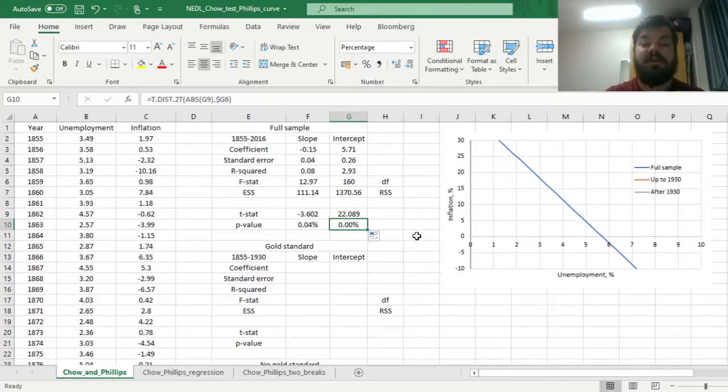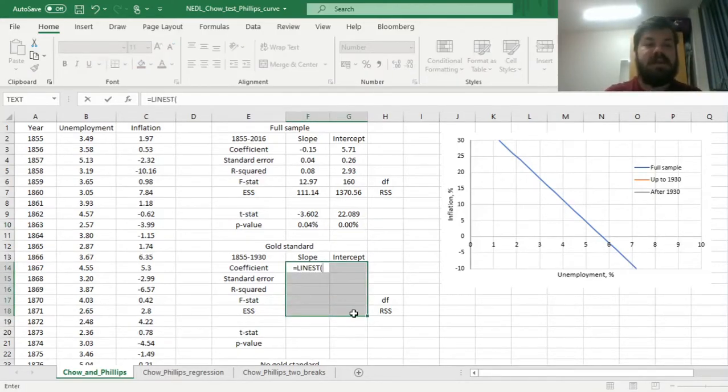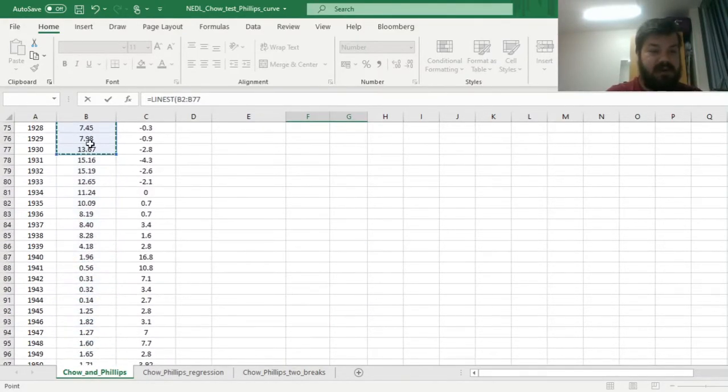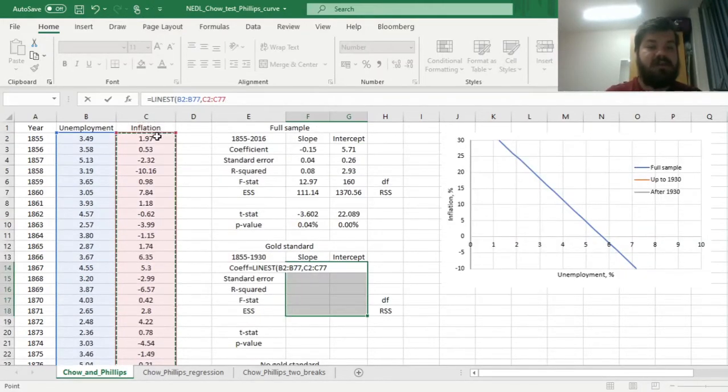So what do we need to do now? We need to estimate the same linear regression on subsamples before the UK went off the gold standard and after it did. So first of all, we do it for the first subsample leading up to 1930, so it would be the gold standard subperiod. We need to apply Linest to unemployment as the dependent variable again, leading up to 1930, so until row 77, and inflation as well for the same time period. And we still need the constant to estimate what the natural rate of unemployment was in the gold standard period, and we need the additional statistics as well.